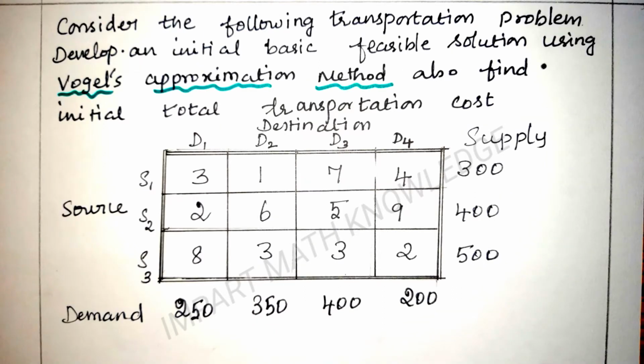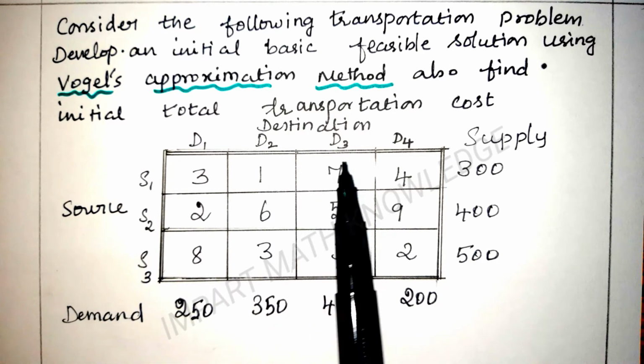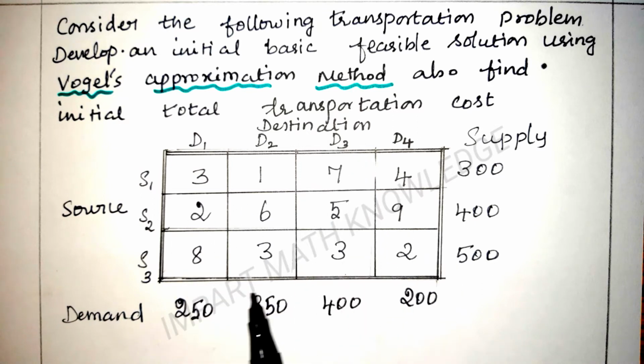Now let us move on to the problem. Consider the following transportation problem. Develop an initial basic feasible solution using Vogel's approximation method. Also find the initial transportation cost. In the usual manner, source and destination values are given. Supply and demand is also given.